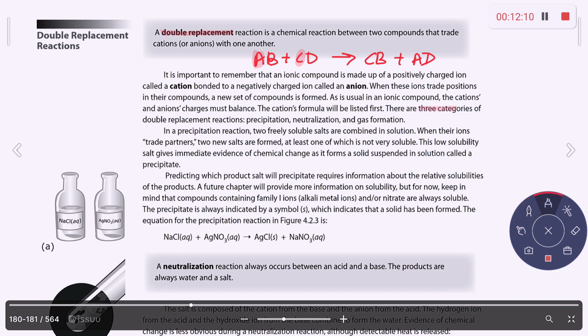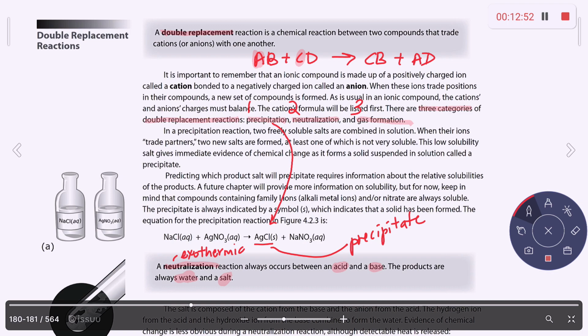There are three categories of double replacement reactions. There's precipitation, neutralization, and gas formation, okay? Precipitation will produce a precipitate, okay? So an example of a precipitation is down here. Here is my precipitate. This is my insoluble product, okay? Neutralization is when you have an acid combining with a base to produce salt and water. Neutralization reactions are exothermic. They will feel warmer if you're holding that container, okay? Then we have gas formation.